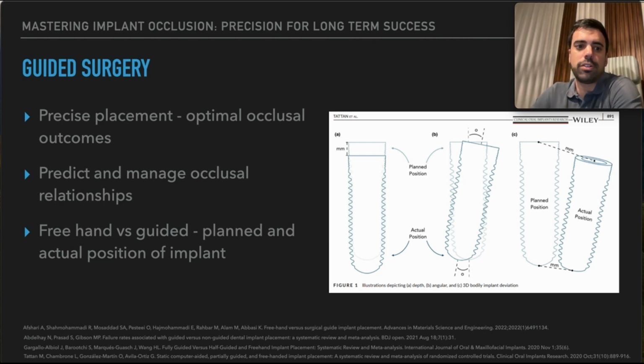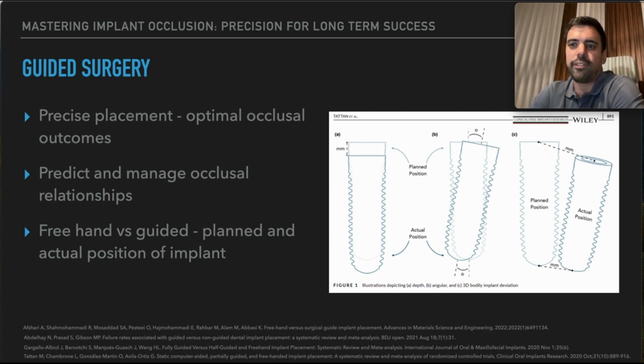And then on guided surgery, these are the studies that I found: can we really place an implant in the position that we planned if we do it freehand? The study shows that we can't really. Most of the time we won't be able to place it exactly where we want. So precise placement to have the optimal occlusal outcome is needed. There is also a study that shows that static computer-aided, the one that is not live, is the one that gives you the most precision.